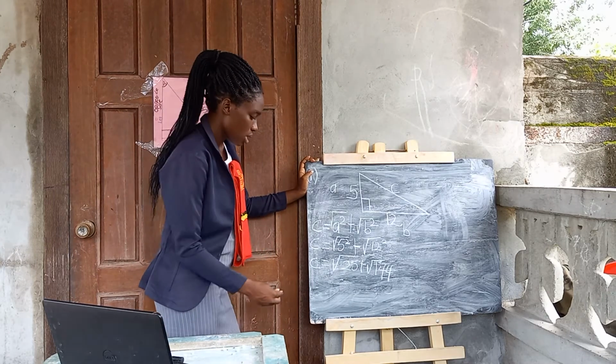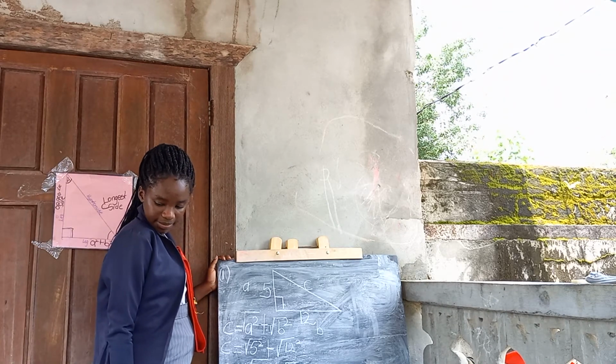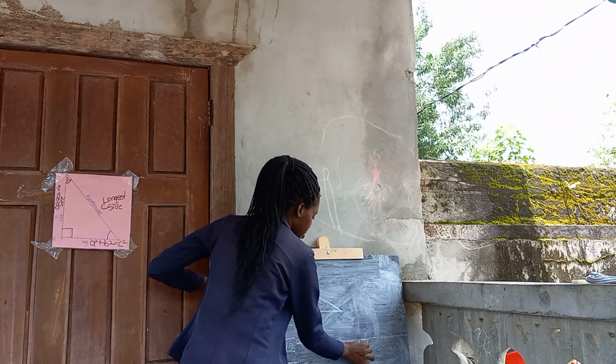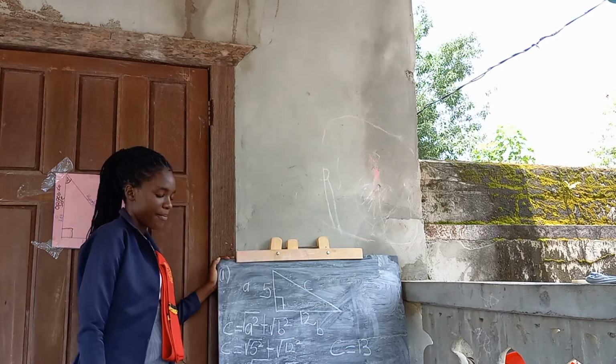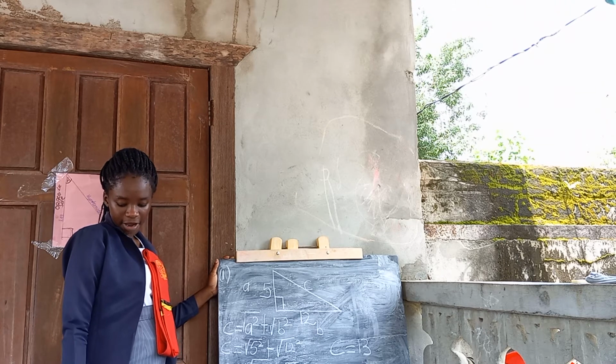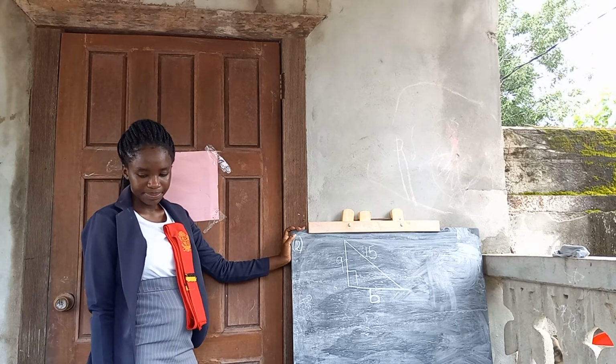So let's put these two together. Square root of 169, Tisha? 13. Very good. So C is going to equal 13. Does everyone see that? Very good. Let's work another one. So we've got example 2.